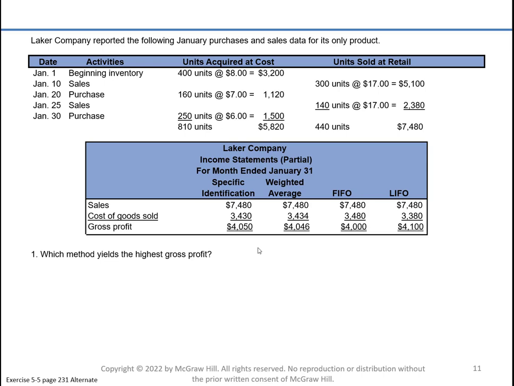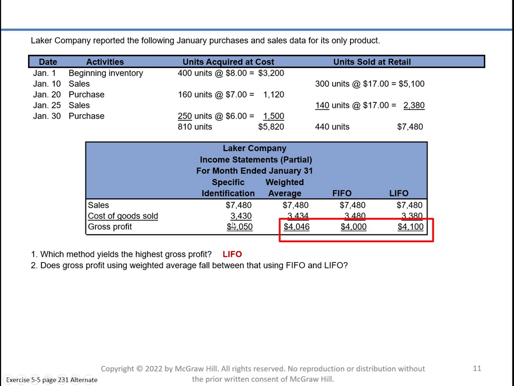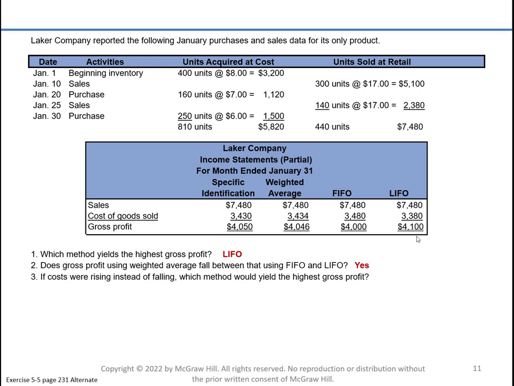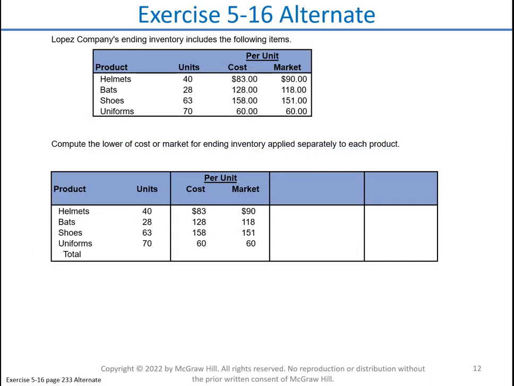Which method yields the highest gross profit? That would be LIFO. Does gross profit using weighted average fall between FIFO and LIFO? So is 4,046 between 4,000 and 4,100? And it is. Average will be between those two numbers. If costs were going up instead of falling, which method would yield the highest gross profit? It would be the opposite here, so it would be FIFO.